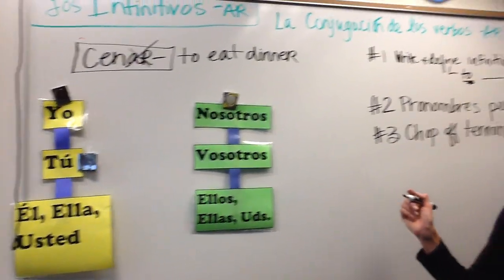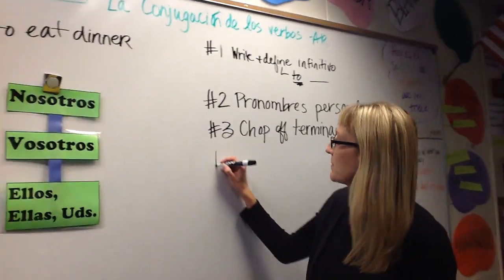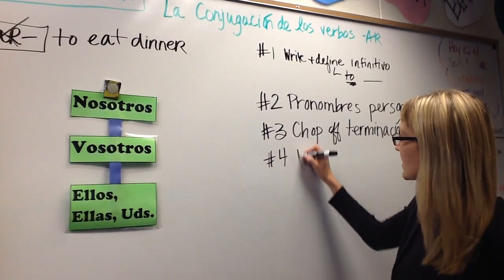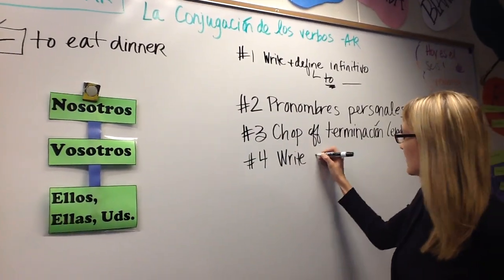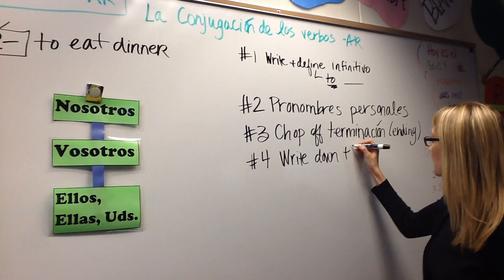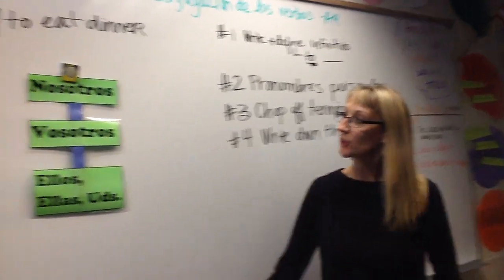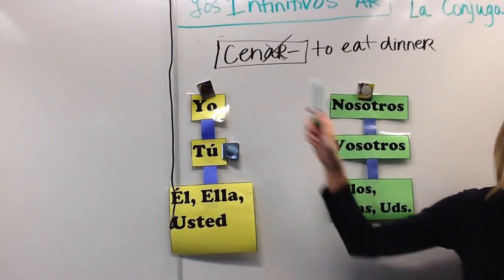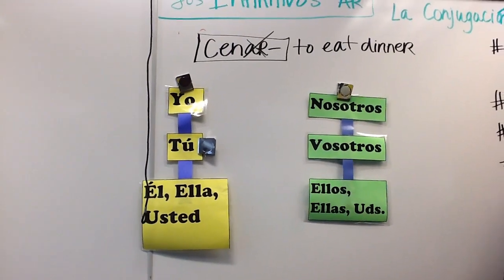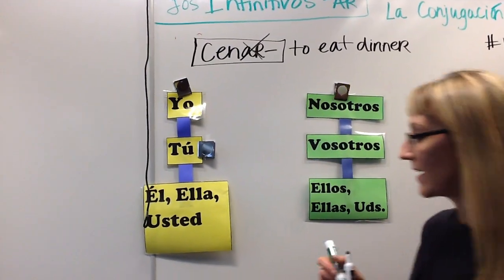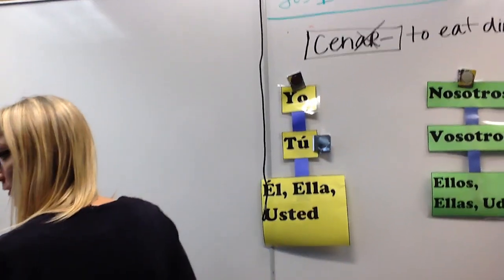Okay, muy bien. So our next step, step number 4, is we're going to write down the stem. The stem is what you are left with after you chop off the AR. So what is my stem for this verb? Cen. Go ahead and write that out over and over. Cen, cen, cen.